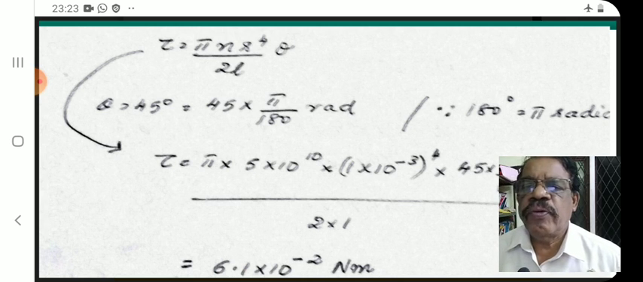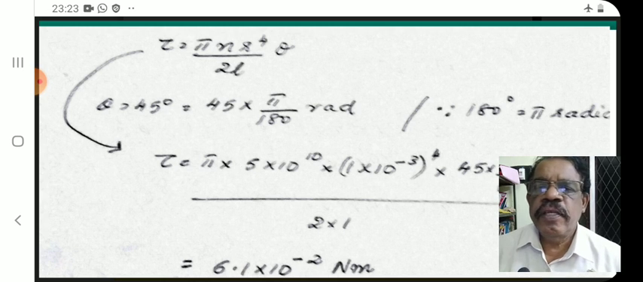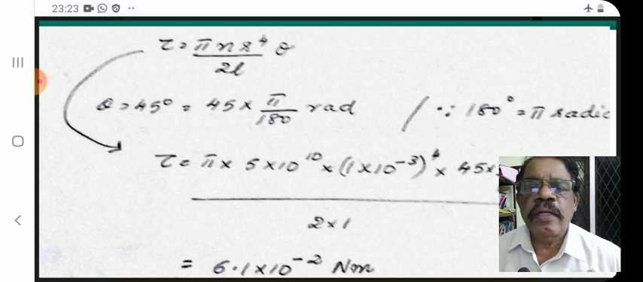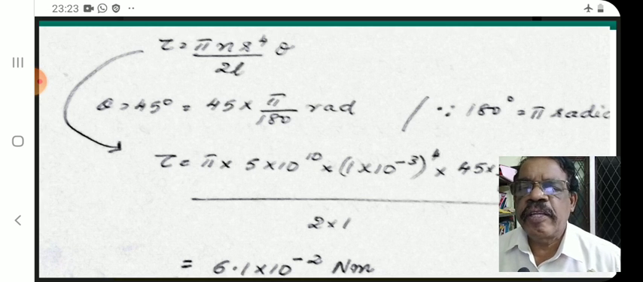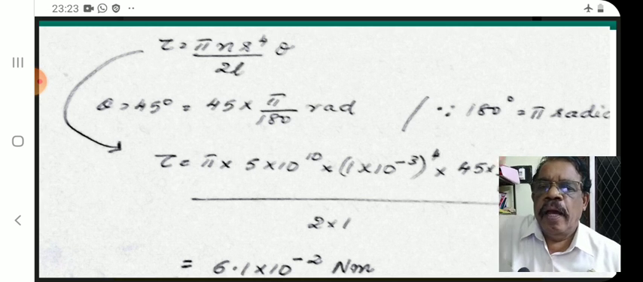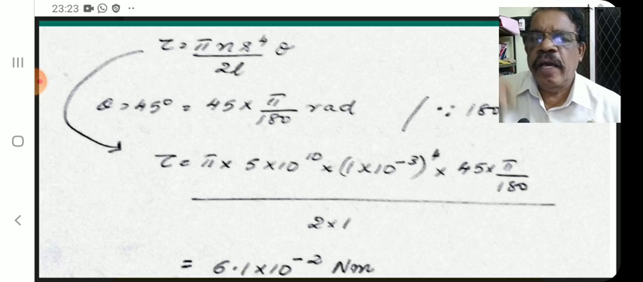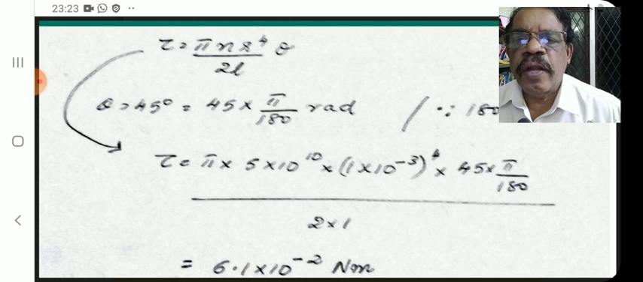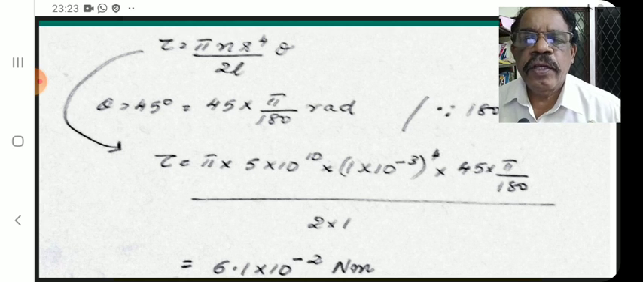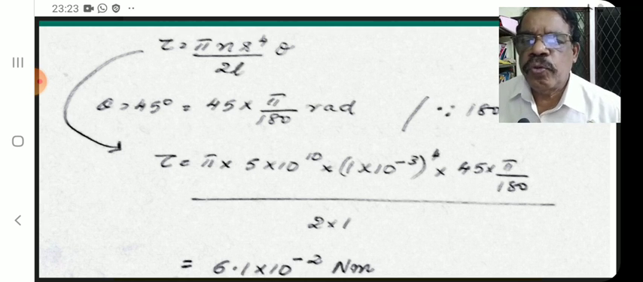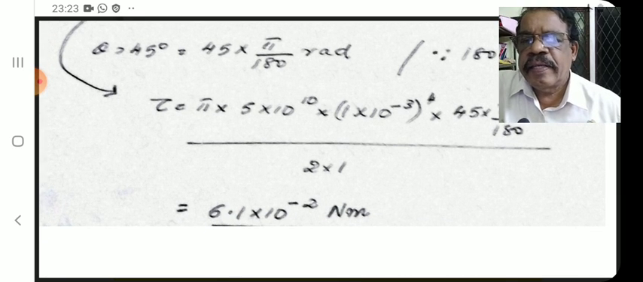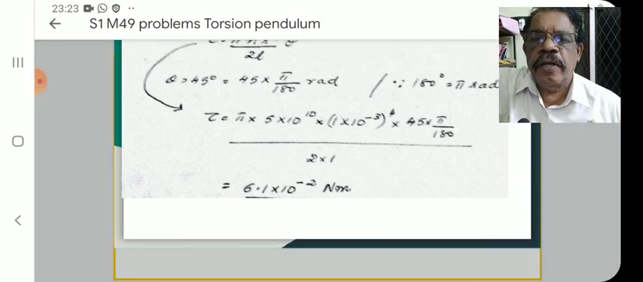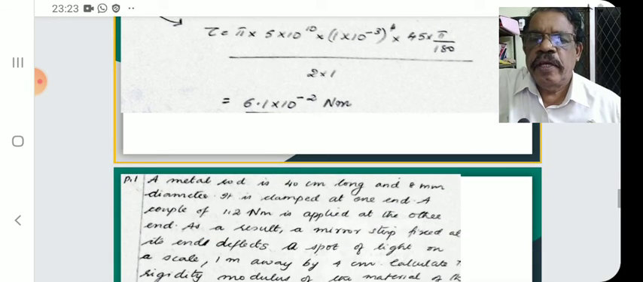degree, we have to convert into radian, which is 45 into pi by 180 radian. You know 180 degree is pi radian, 1 degree is pi by 180 radian. And that value we put here: tau is equal to pi into 5 into 10 raised to 10 into 1 into 10 raised to minus 3 square into 45 into pi by 180 by 2 into 1. The answer is 6.1 into 10 raised to minus 2 Newton meter. Torque we measure in Newton meter.